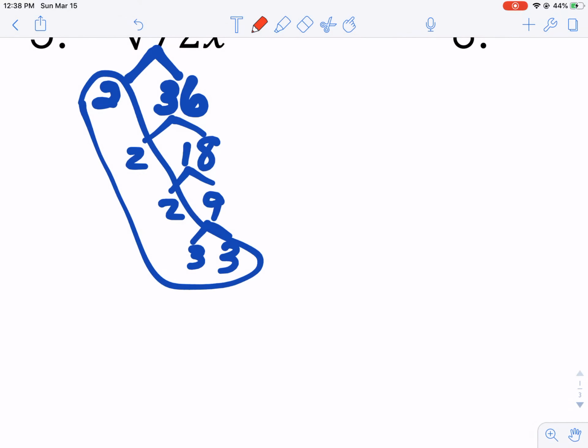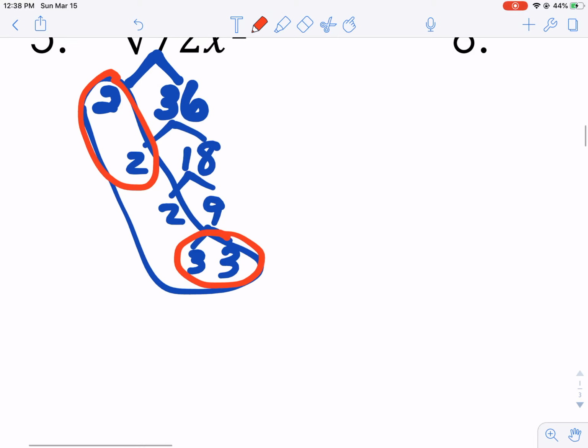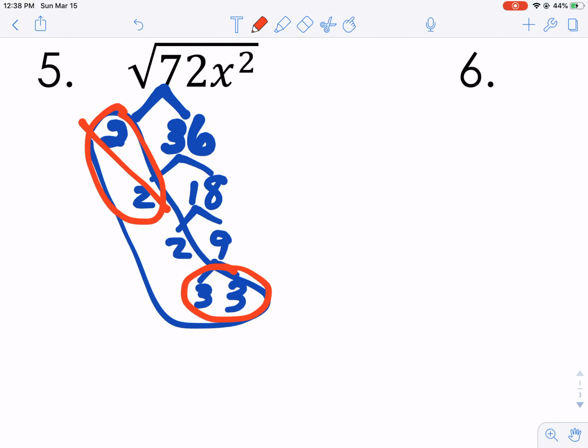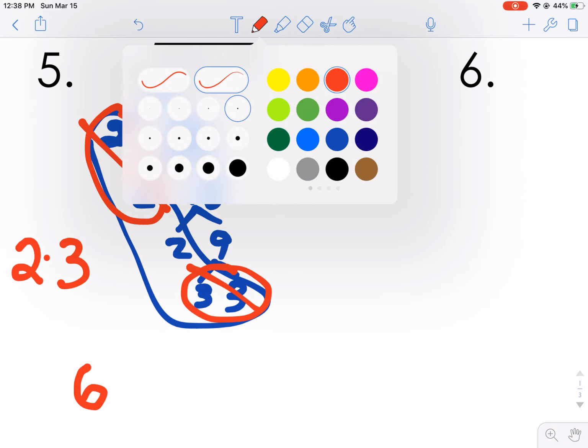I want groups of 2. So I got a couple 2's here, I got a couple 3's here. For every group of 2, one of them comes out. So out of the first group, I get a 2. Out of the other group, I get a 3, and I have to multiply those together to give me a 6. But now what about the x's?